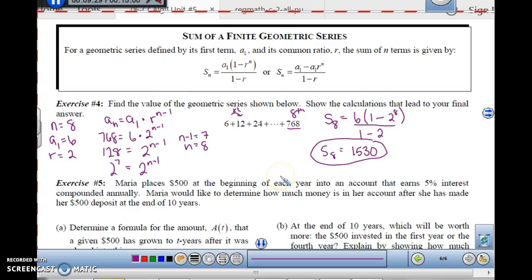The geometric series formula works either way, so however you want to do it. If you are more comfortable using the other form, that's fine. This would be S of 8 is equal to 6 minus 6 times 2 to the 8th over 1 minus 2. You will get the same answer.